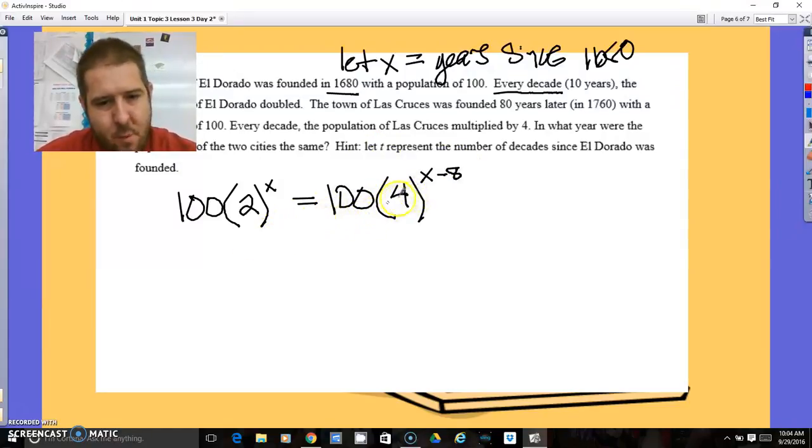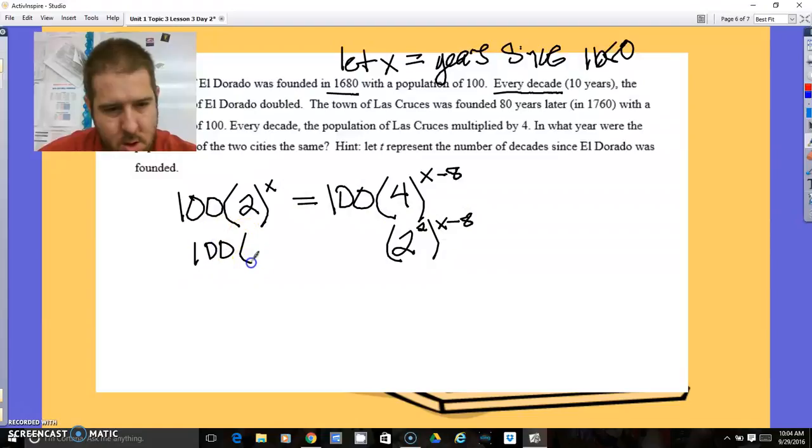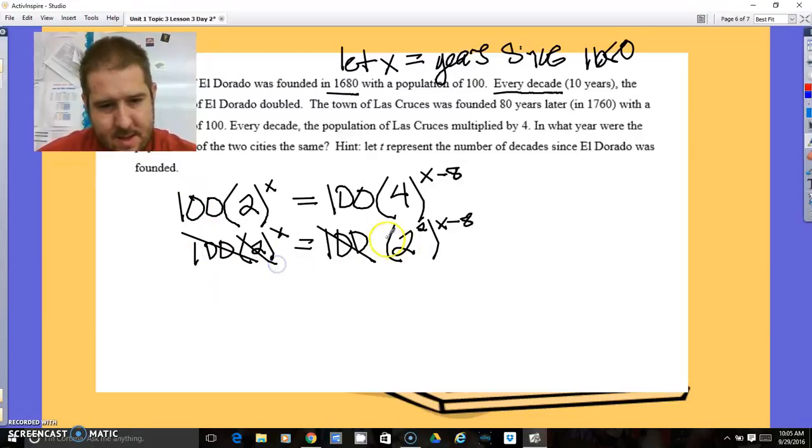We're ready to go. 4 is not the same as 2, so we got to make that 4 the same. So let's make it 2 squared to the x minus 8. Bring everything down. Ooh, this question is a toughie. Equals 100 times 2. Okay, so now this is the same, this is the same, this is the same, this is the same. Everything's the same except for the exponent. So I could have divided both sides by 100, but what's the point? Because they both start off with a population of 100.